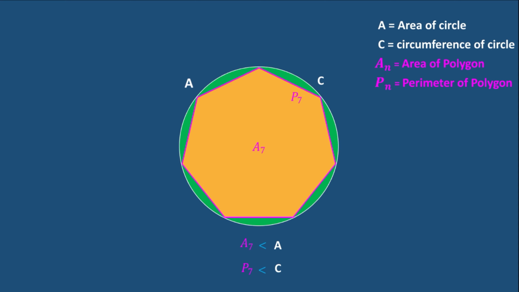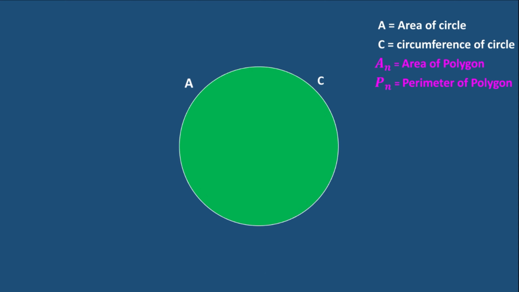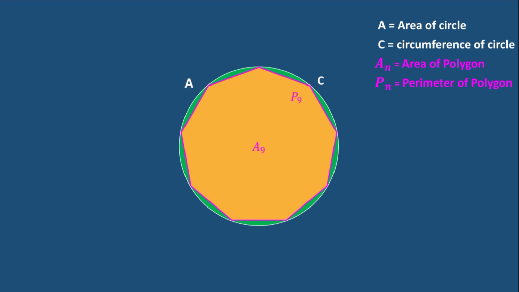Let us now inscribe the regular polygon of 9 sides in this circle. It is seen that this time the polygon has covered the area of the circle better than the first 2. But still, its area is less than the area of the circle. And in the same way, its perimeter is still less than the circumference of the circle. Let's try another regular polygon that has 11 sides. So now you can see that as the sides of regular polygons increase in number, they overlap more and more.